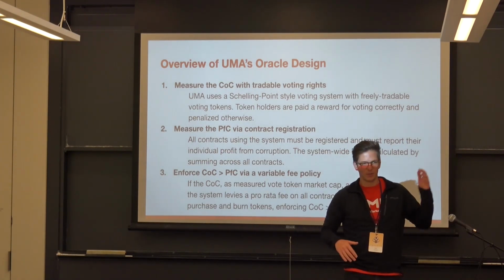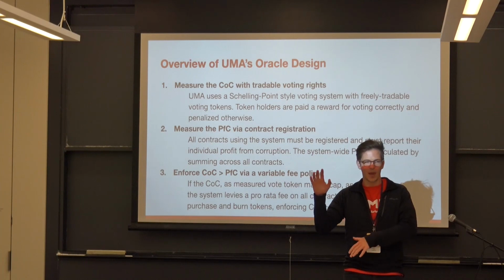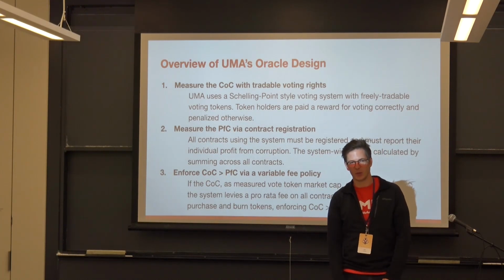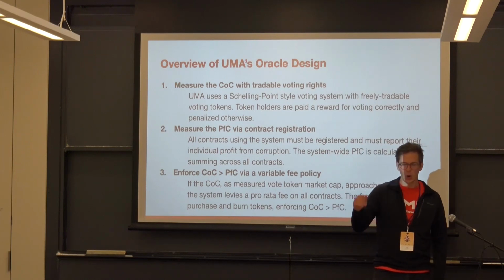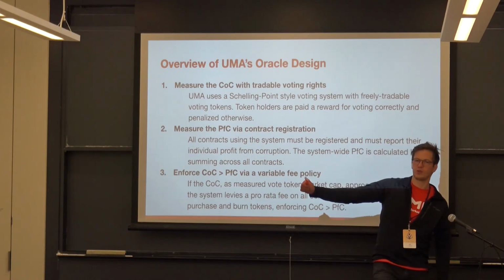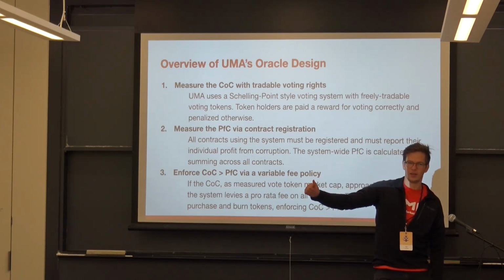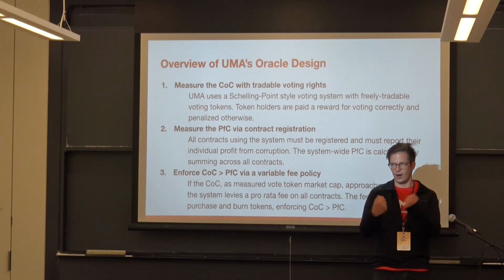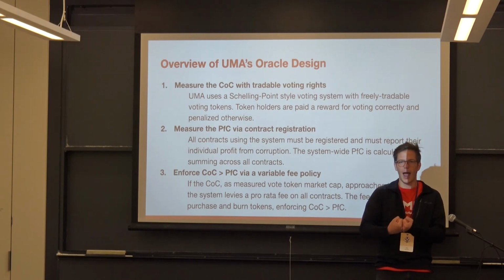I'm keeping this high level. We've got lots of white papers and other resources that go a lot deeper on this, but at a high level, here's how we do these three things. So we measure our cost of corruption with tradable voting rights. Here we have a token where token holders have a voting right.